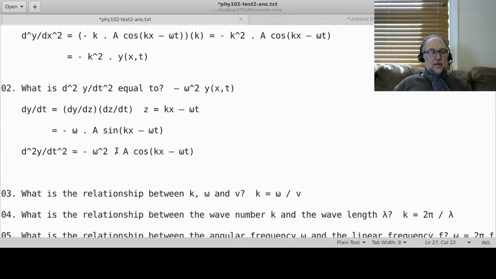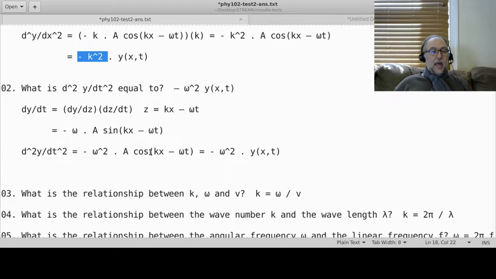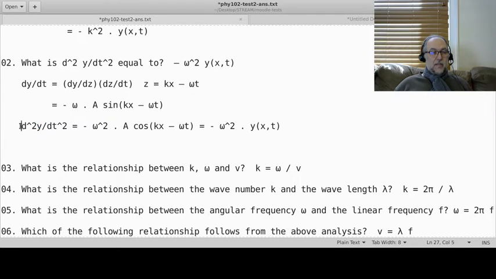And there's the answer. But again, you recognize that this whole thing is just y of x,t, and so you could write this equal to minus omega squared multiplied by y, the function y of x,t. Okay, so just to summarize, when you differentiate twice with respect to x, you get the function back again. It's like nothing changed, except you get a minus k squared in front. Okay, and when you differentiate the function twice with respect to time, again you get the function back, but with the constant in front, minus omega squared.